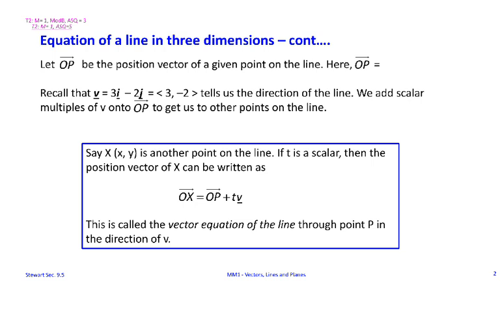So if we let OP be the position vector of a given point on the line, here OP is (1, 5), or i plus 5j. And you recall that your vector (3, -2) tells us the direction of the line. We add scalar multiples of v onto OP to get us to another point on the line. So you can say X is another point on the line, (x, y), so it's actually a vector here. If t is a scalar, then the position vector of X can be written as OX equals the position vector OP plus t times v. This is called the vector equation of the line through the point P in the direction of v.